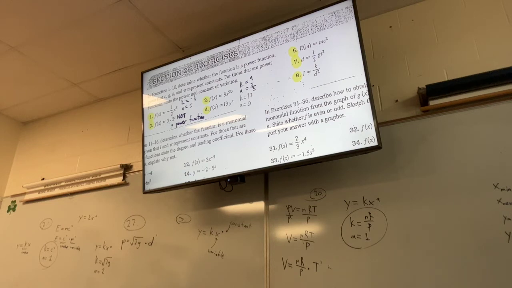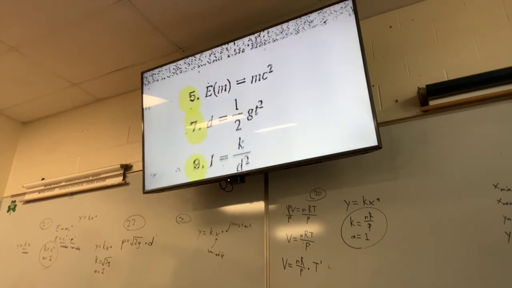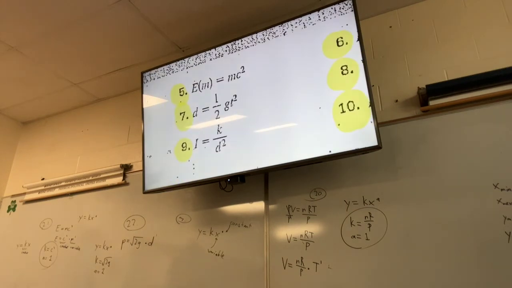Put direct or inverse. These are the types of variation. So power functions, if x is the numerator, you put direct. If it's the denominator, you put inverse.